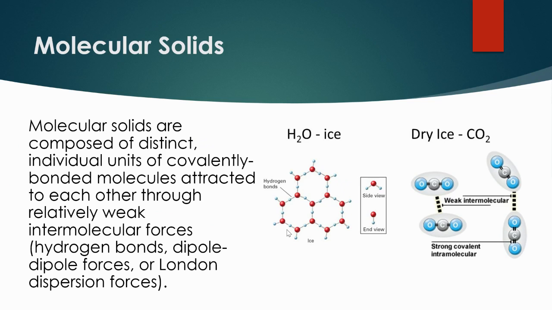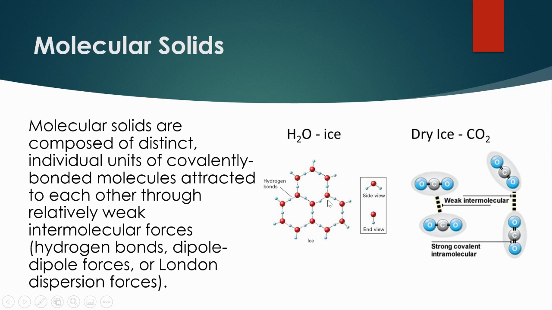Molecular solids. Molecular solids are composed of individually attracted molecules. And the molecules are made out of two nonmetals that are covalently bonded to each other, or two or more nonmetals that are covalently bonded to each other. But then the molecules can be weakly attracted to each other through intermolecular forces.